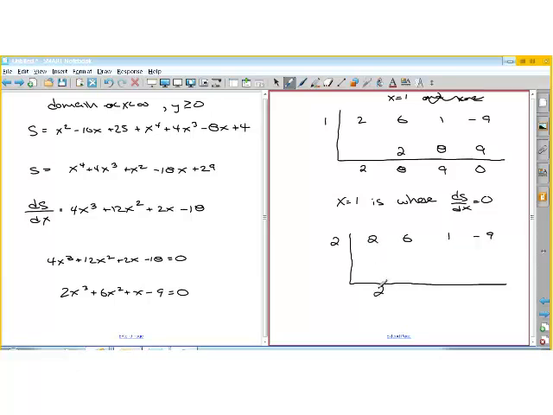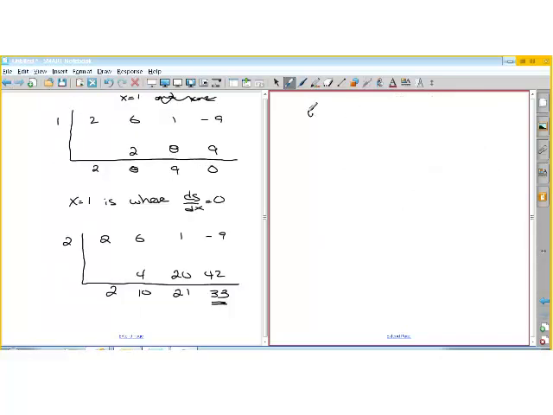So you bring 2 down. 2 times 2 is 4. 6 plus 4 is 10. 2 times 10 is 20. 21. 2 times 21 is 42, and you get positive 33. Of course, so that's not a solution. So there you go. That's our solution.